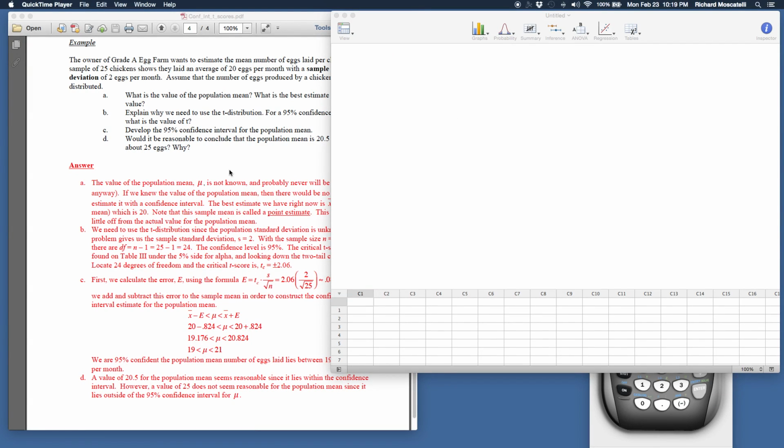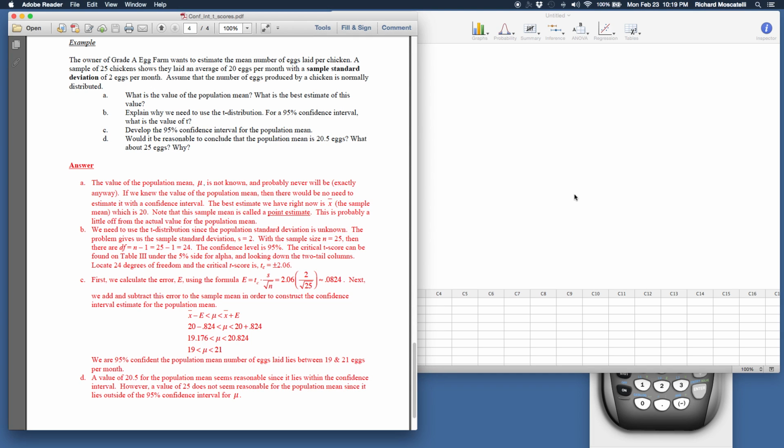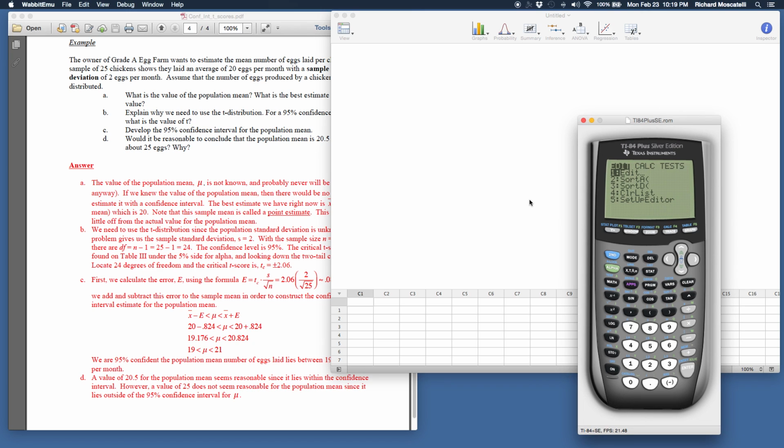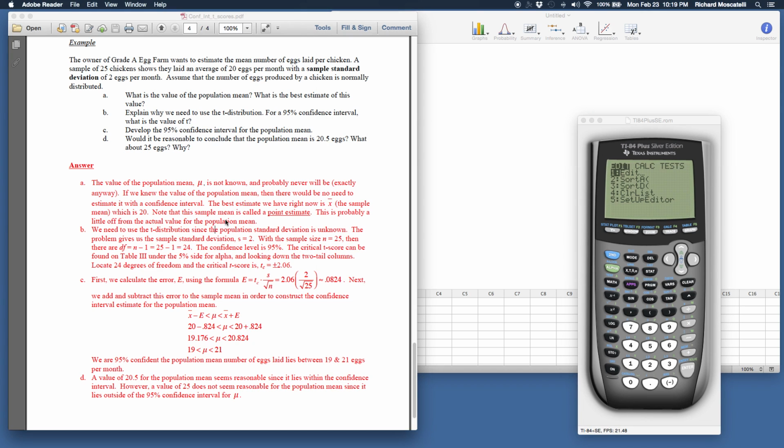Alright, so what I'm going to do right now is show you how to use the Minitab software and then again the TI-84 graphing calculator to calculate a confidence interval for the population mean using the t-distribution. So remember, we use the t-distribution when we are given the sample standard deviation. In other words, the population standard deviation is unknown.